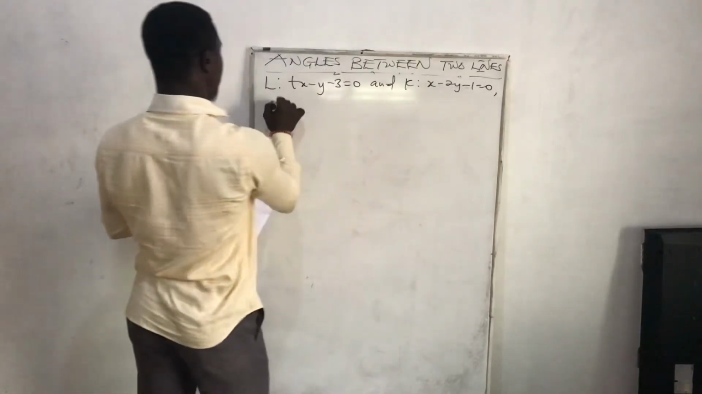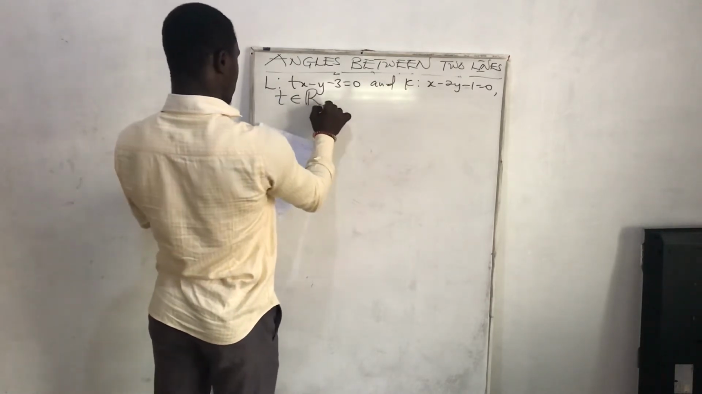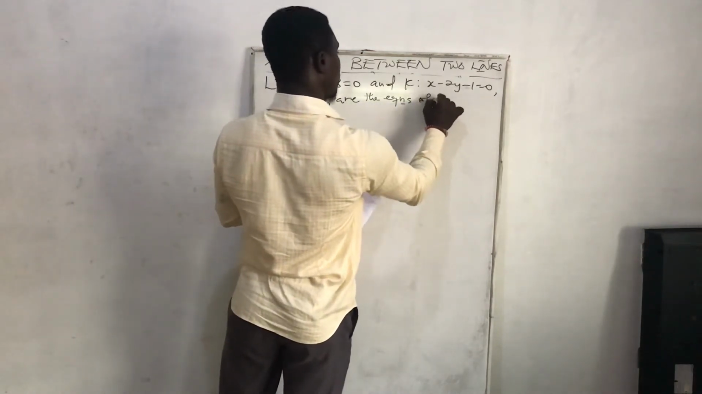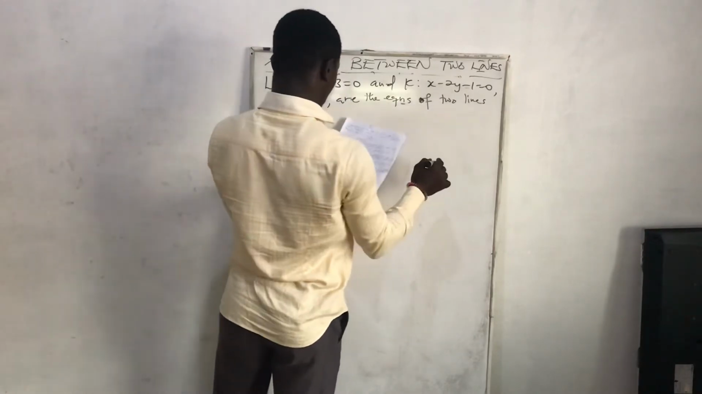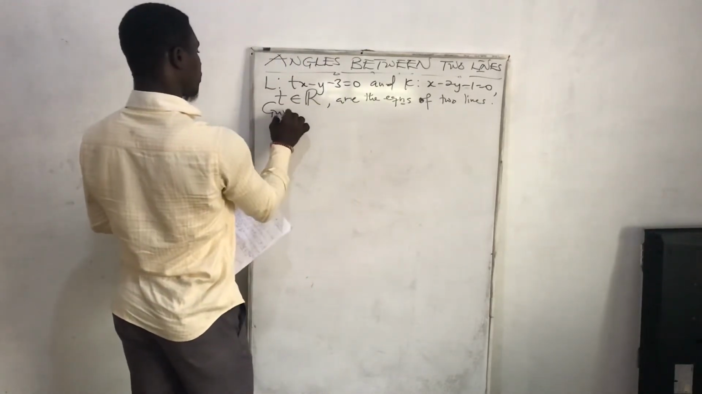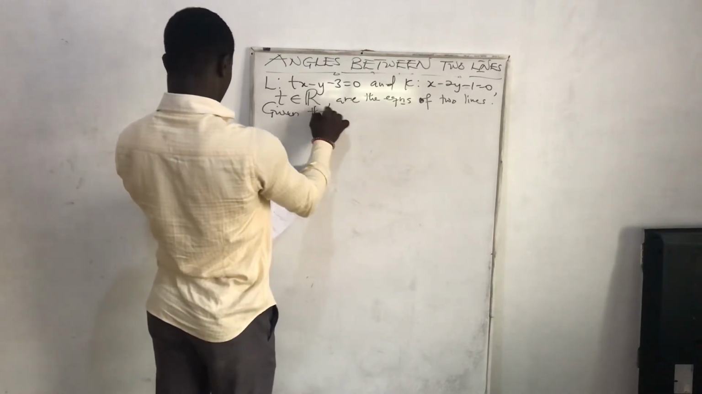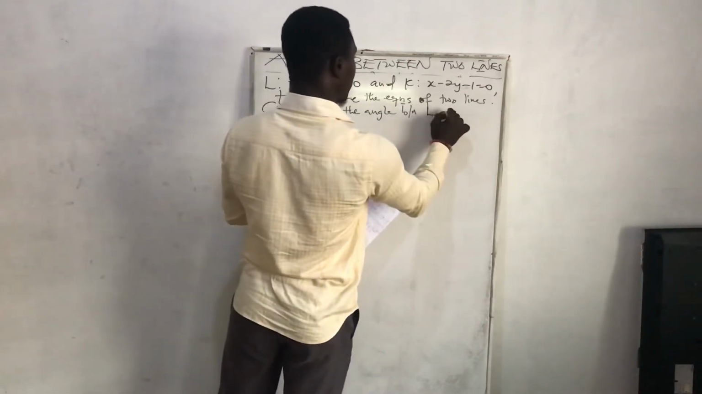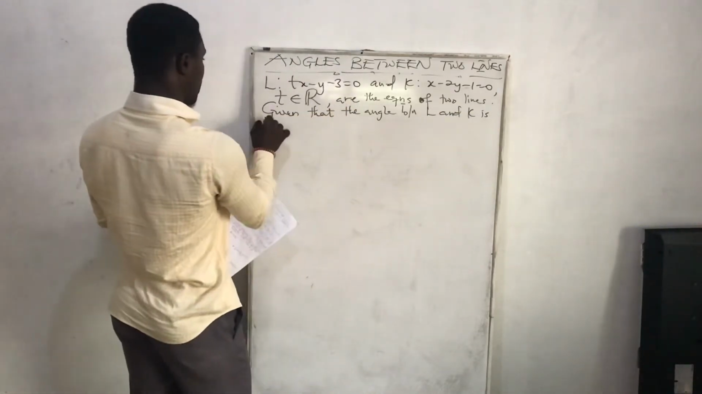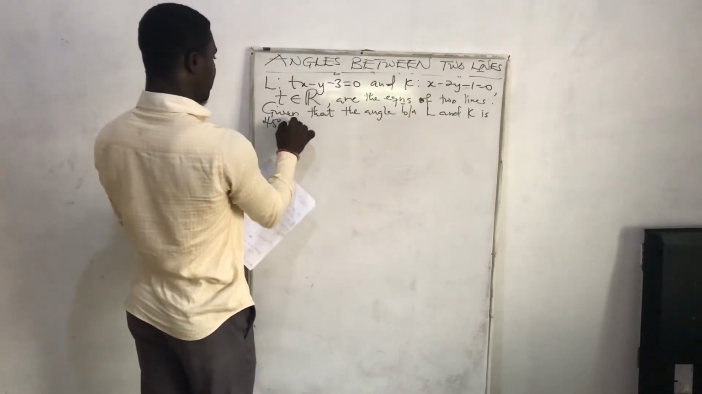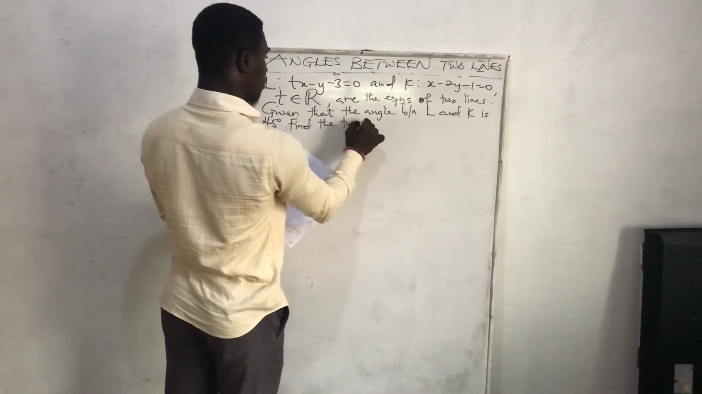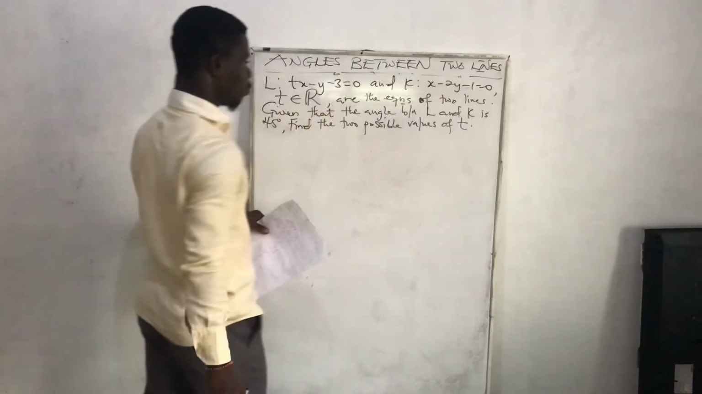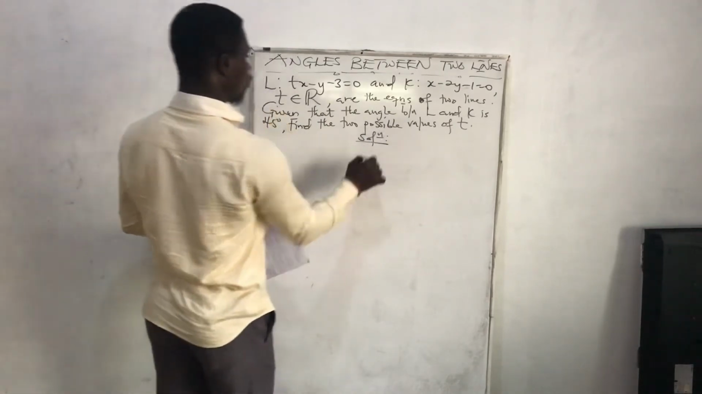x minus 2y minus 1 equals 0, where t is a member of the real numbers, are the equations of two lines. Given that the angle between L and K is 45 degrees, find the two possible values of t.